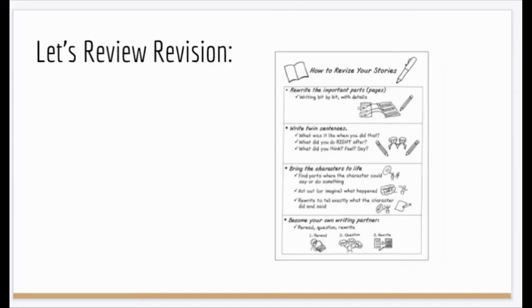Let's think about revising. Remember, when you're revising, you rewrite the important parts, and you work on writing twin sentences. Look at your sentence and think if you can add another one. What was it like when you did that? What did you do right after? What did you think or feel or say? You want to try to bring the characters to life. Find parts where the character could say or do something, act out or imagine what happened, and rewrite to tell exactly what the character did and said.